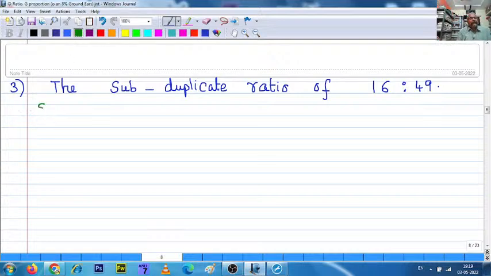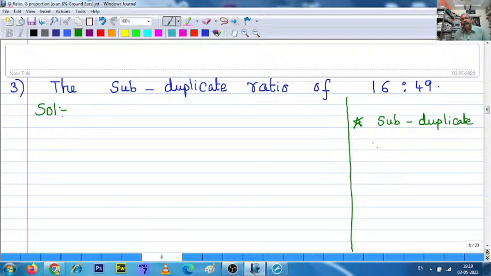So my dear students, first of all, just recall what is the subduplicate ratio. I will write here subduplicate ratio, that means given ratio A is to B is equal to square root of A is to square root of B. That means we need to take the square root for both the terms of the given ratio, so that we can find out the subduplicate ratio. So my dear students, understood?